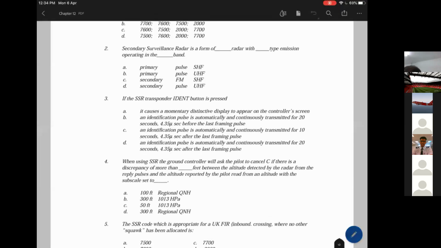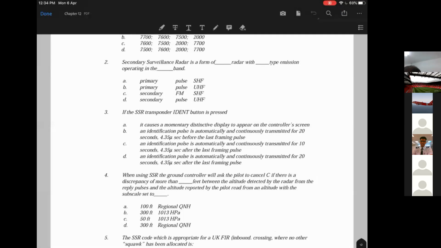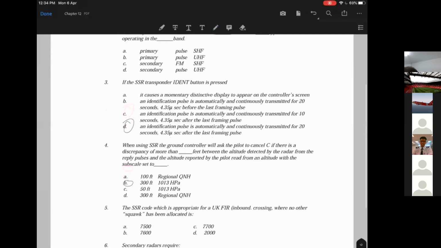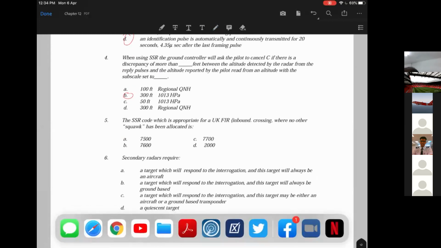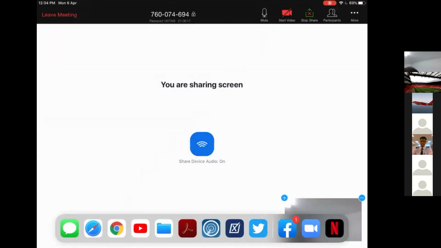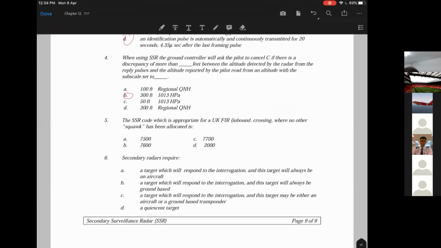Question number four is Bravo. It is 300 feet. Okay, right? So question number five, is it Delta? It is Delta. And question number six is Charlie.